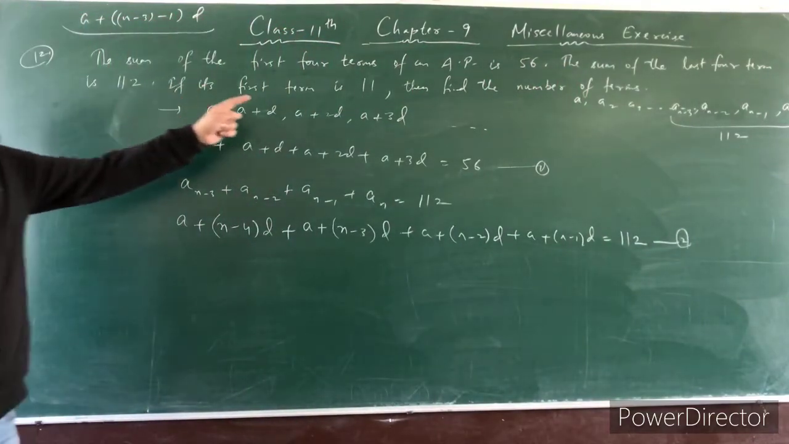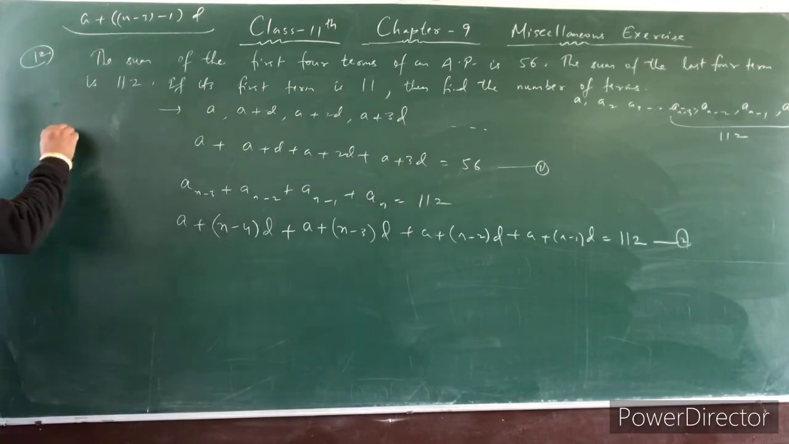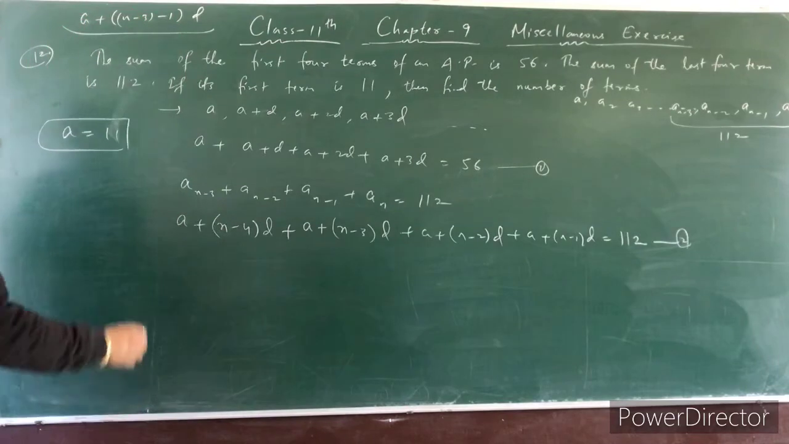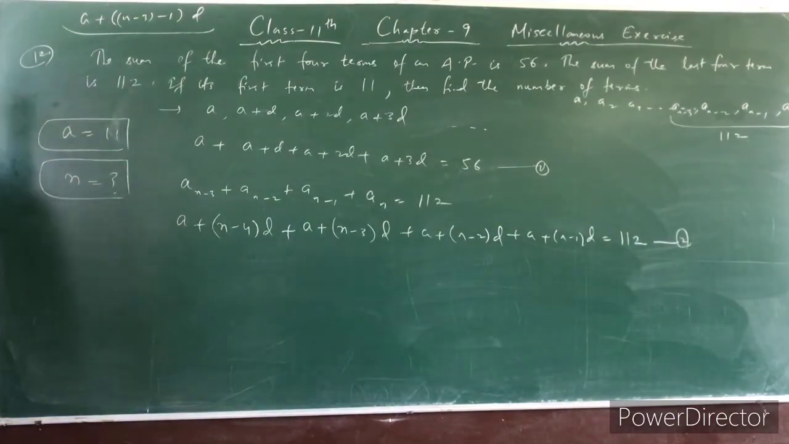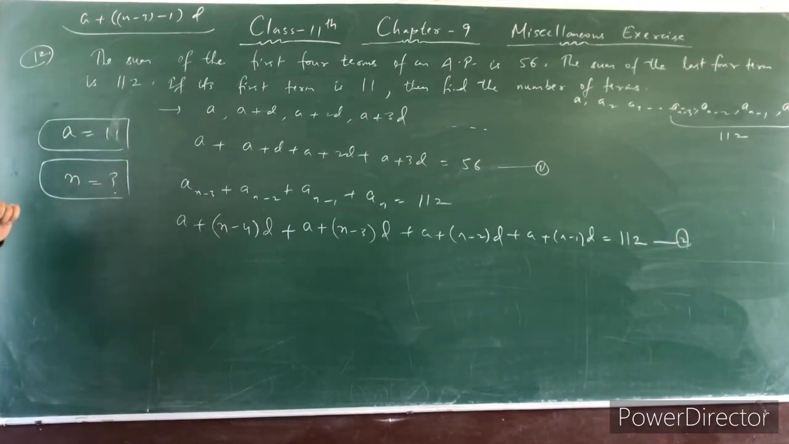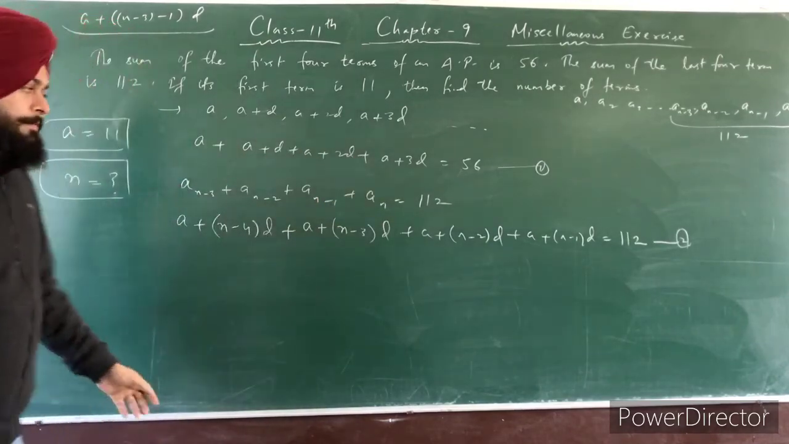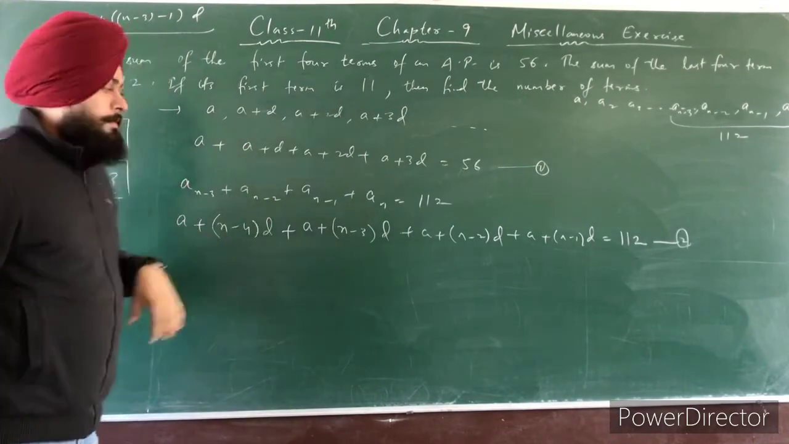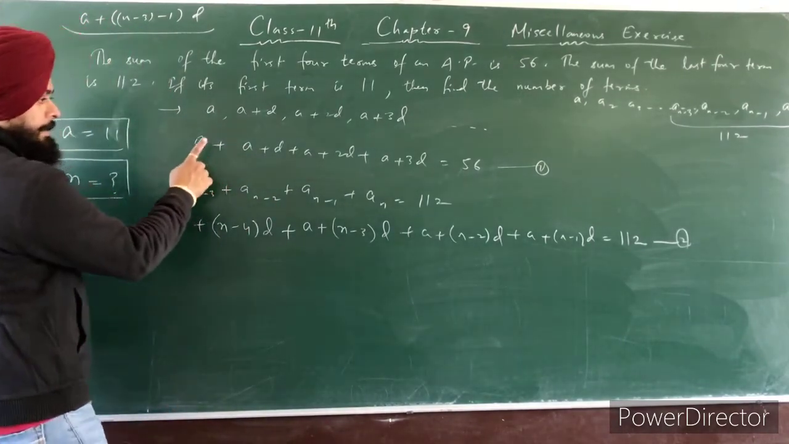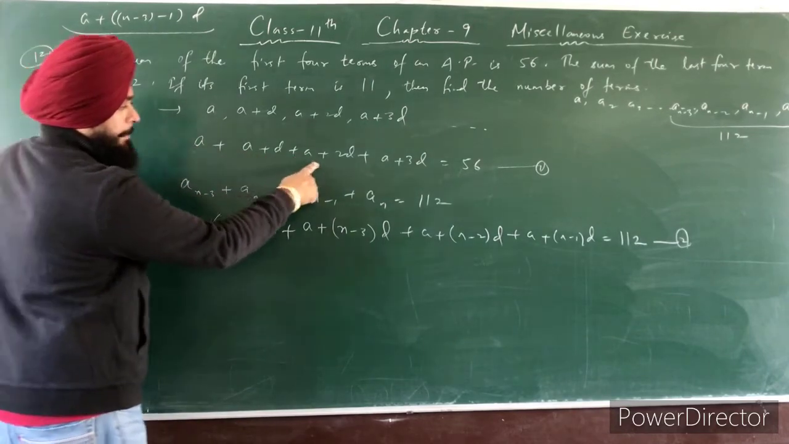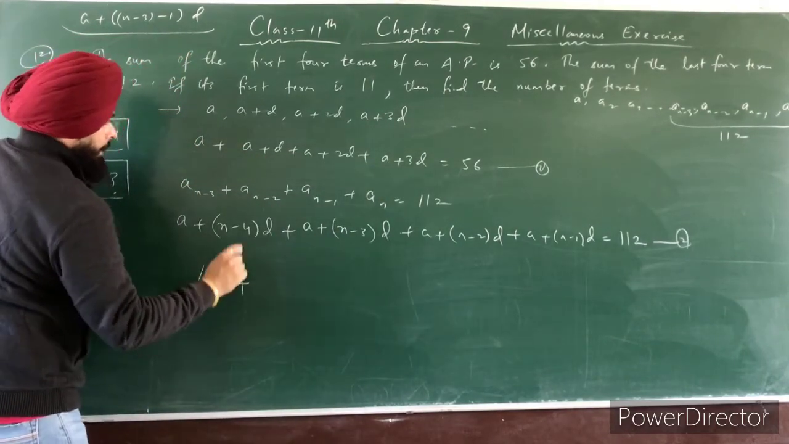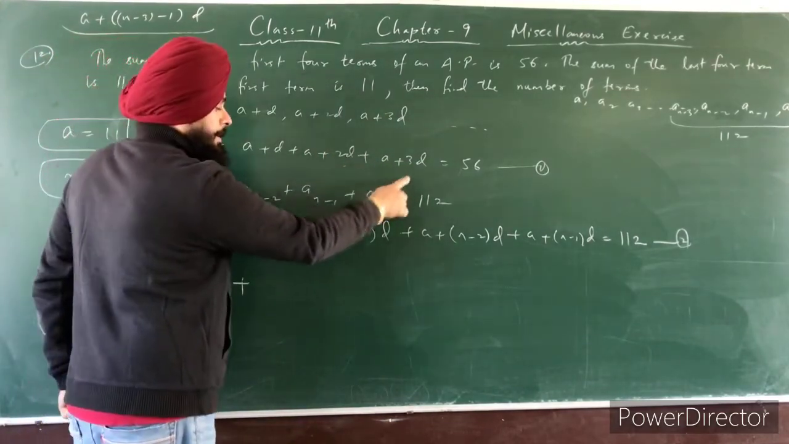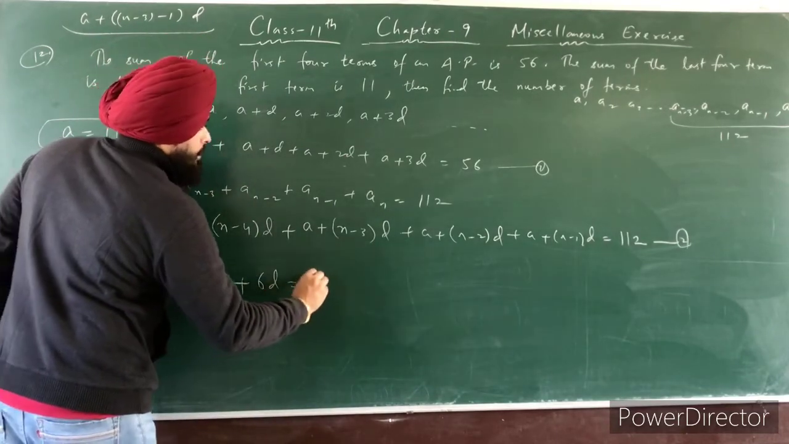If its first term is 11, so first term A is given, that is 11. Find the number of terms. It means we have to find the value of n. There are how many terms in this AP series? So first we will find the value for D. D is what? Common difference. So you will see here in this first equation A plus A plus A plus A is 4A, D plus 2D plus 3D. D plus 2D is 3D, 3D plus 3D is 6D. Is equal to how much?